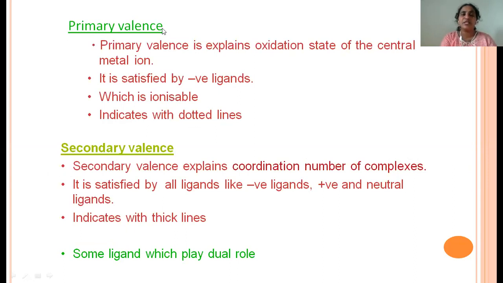What is primary valency? Primary valency represents the oxidation number of the metal ion, is satisfied by negative ligands, is ionizable, and is represented with dotted lines.